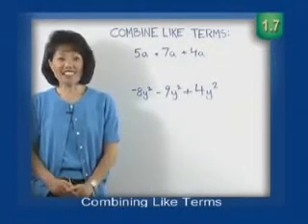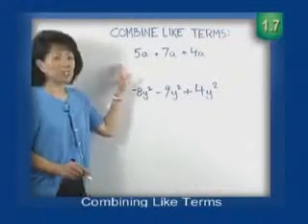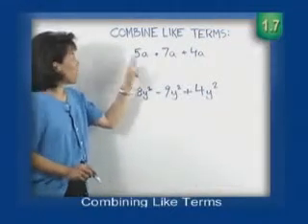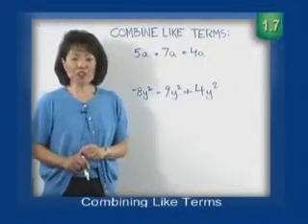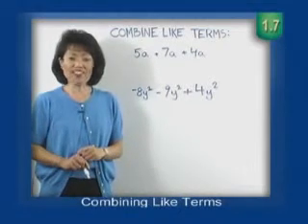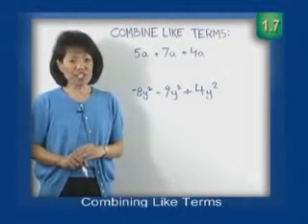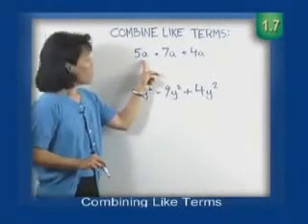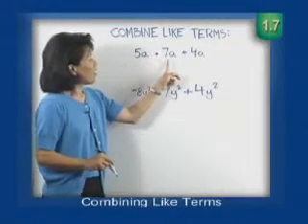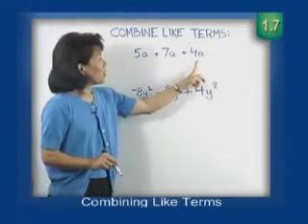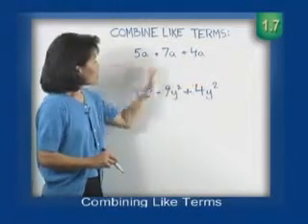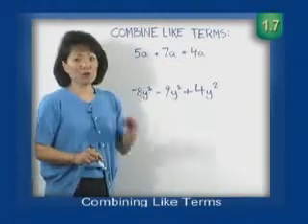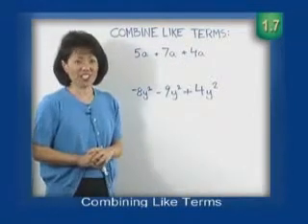Let's look at our next example. Here we're going to combine some like terms. Remember, like terms are terms in which the variable portion is exactly the same, including the exponent, so be careful. Here we have 5a, notice we have a as a variable portion, plus 7a, plus 4a. So we can be assured here that all three terms are like terms by definition.